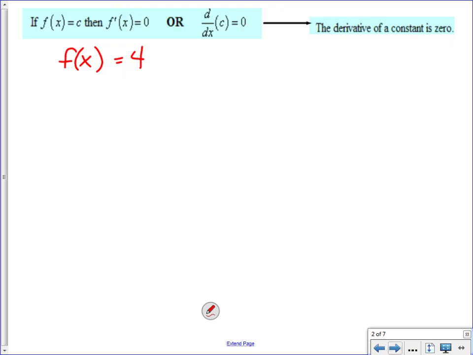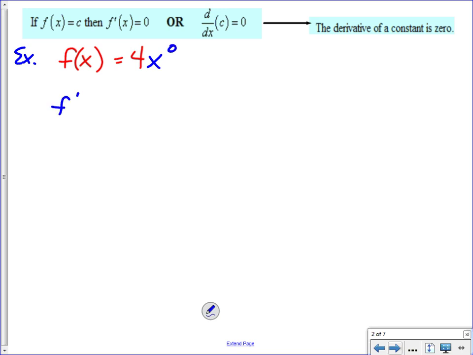Okay, now, if you are finding the derivative of a constant, the derivative of a constant is always equal to 0. There's a couple different ways you could think about it. Remember that if a function is constant, then the graph is a horizontal line, and the slope of a horizontal line is 0. Or if you want to apply your power rule, you can think of this example, f of x equals 4, as 4 times x to the 0 power.